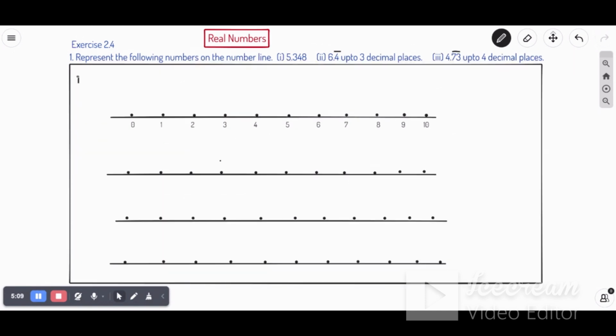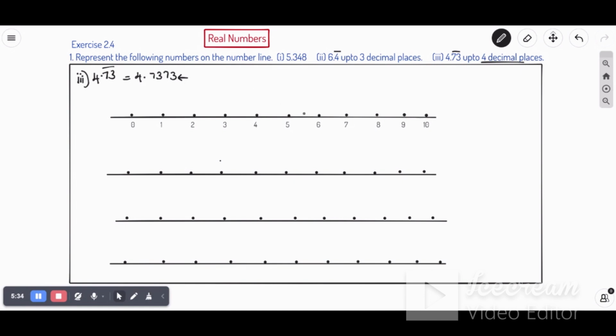So the third part of this question is 4.73 and recurring. So the 73 is recurring. What is your question? Up to 4 decimal places. So the 4.73 can be written as 4.737373. It goes on. But we need only 4 decimal places. So we will stop here with this 4.7373.